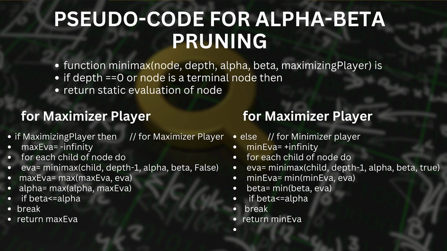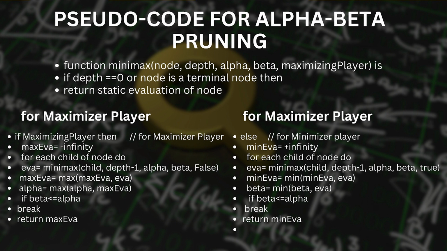So, here is the pseudocode for alpha beta pruning. Step 1: function minmax, which takes node, depth, alpha, beta, maximizingPlayer. Step 2: if depth is equal to 0 or node is a terminal node, then step 3: return the static evaluation of the node. If maximizingPlayer, then for the maximizer, maxEval is equal to minus infinity. For each child of node, do eval is equal to minmax(child, depth minus 1, alpha, beta, false).